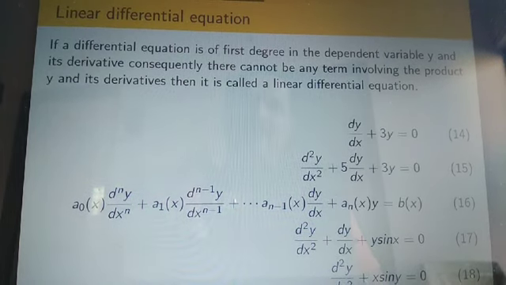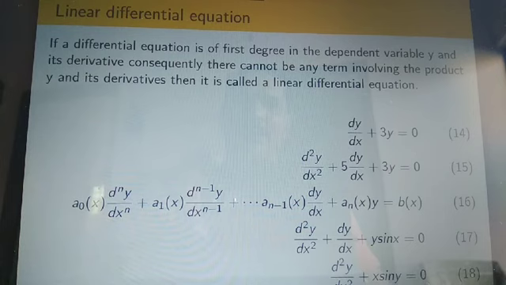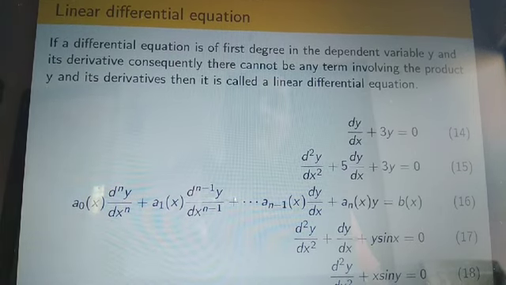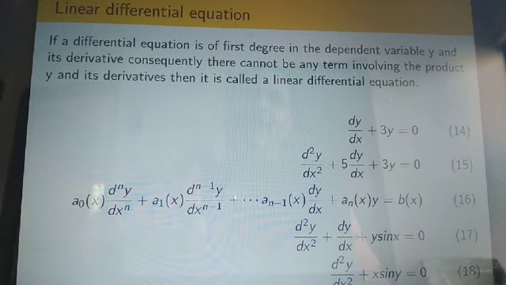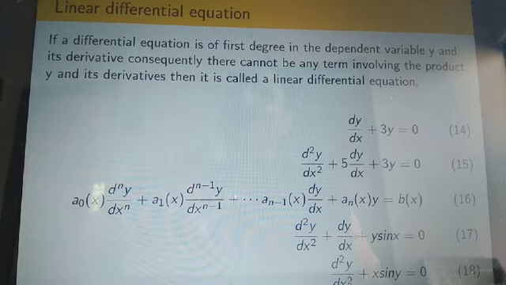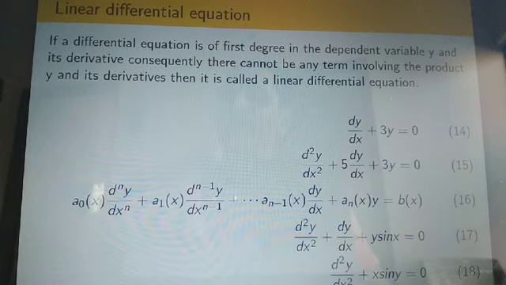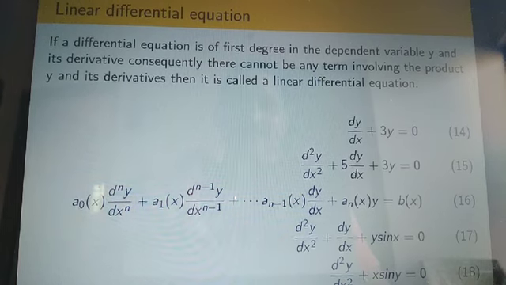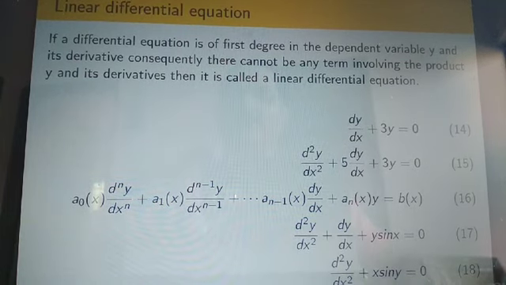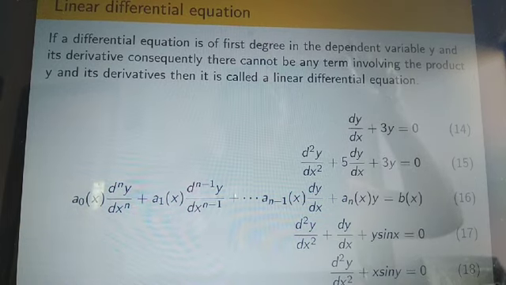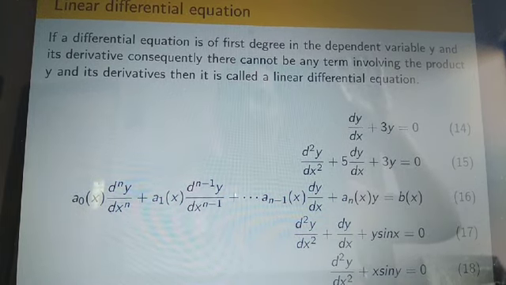This is the basic definition: if a differential equation is first degree in the dependent variable y and its derivatives, and there cannot be any term involving the product of the dependent variable y and its derivative, then it is called a linear differential equation. So two things we have to remember here. The first one is that there should not be any product between the dependent variable and the derivatives.